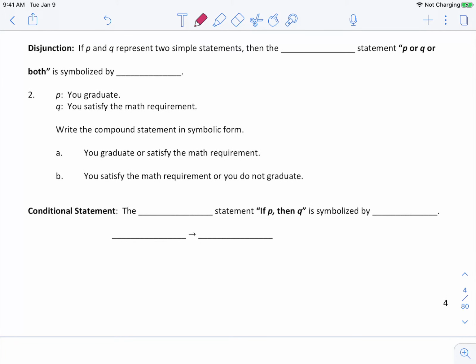Next, we have the disjunction. If P and Q represent two simple statements, then the compound statement P or Q or both is symbolized by P, and then this just looks like a V, Q. And that's how you write P or Q. So for our example here, P represents the statement you graduate. Q represents the statement you satisfy the math requirement. I want you to take a few minutes and write these two compound statements in symbolic form.